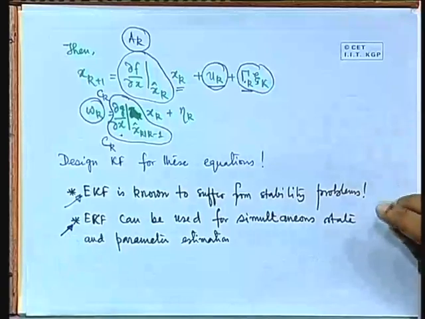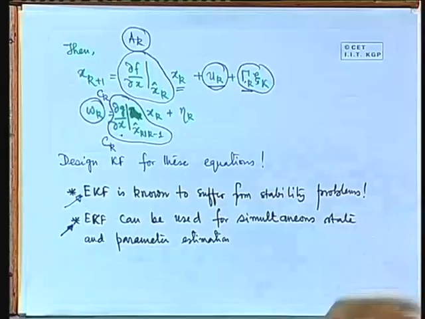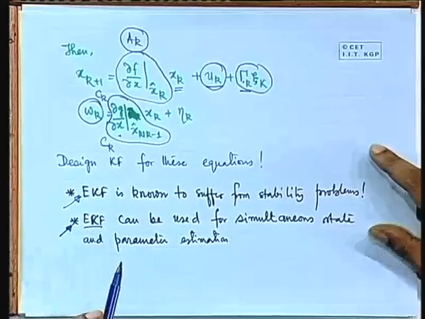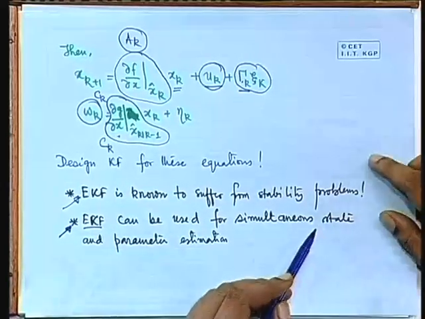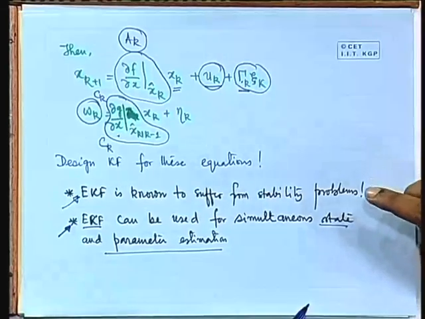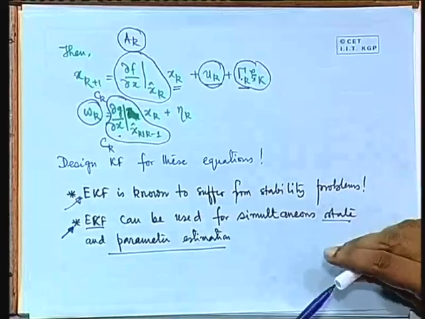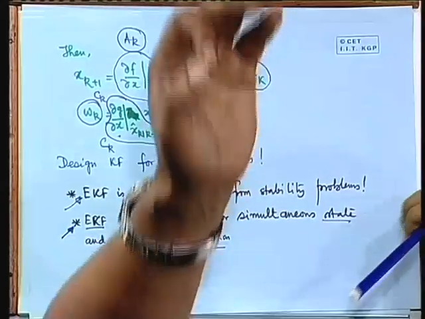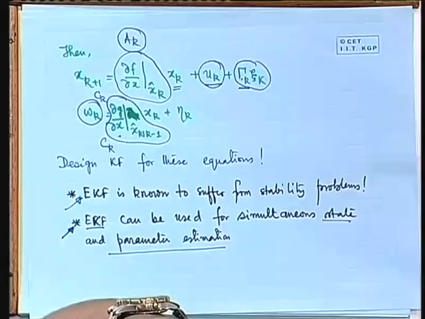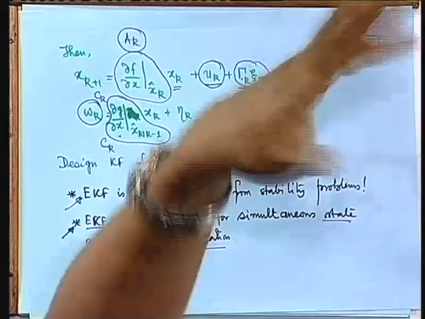It is actually a nice point to end our Kalman filtering discussion, because the EKF has been used for simultaneous state and parameter estimation problems. Suppose you are given a system in which you have to estimate the state, but you do not know its model, or suppose this model keeps on changing.